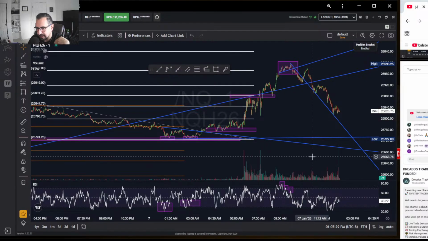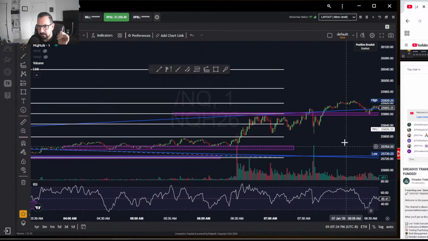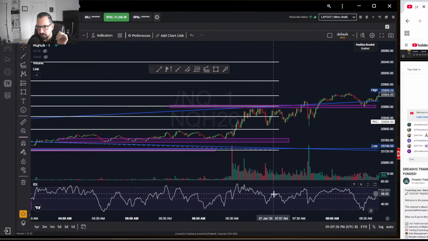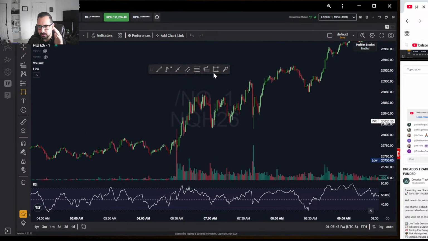So I'll give you an example here. You see right here how we're getting stronger and stronger. Here, let me clear out my chart real quick. So if you see right here how we have this pullback.